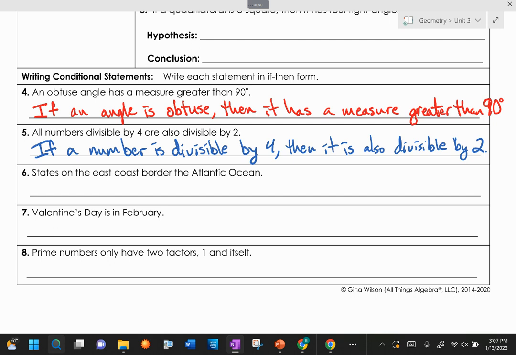So, Chazelle, go for it. Number 6 says, states on the East Coast border the Atlantic Ocean. If the state is on the East Coast, then it borders the Atlantic Ocean. Do we all agree with that? You could also say, if a state borders the Atlantic Ocean, then it is on the East Coast. So we've got: if on East Coast, then border Atlantic Ocean.